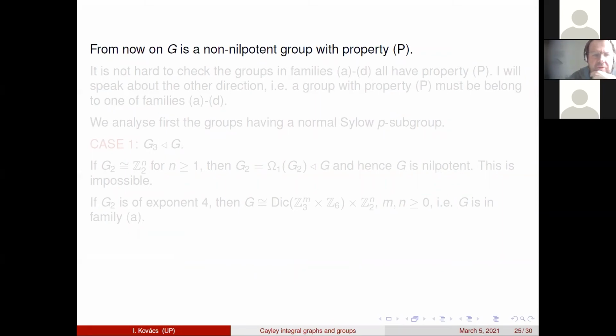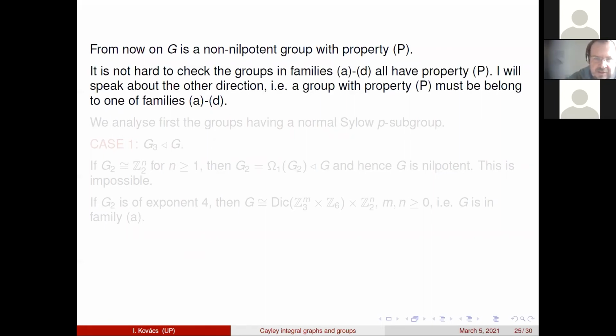So from now on, G is a non-nilpotent group with property P. First of all, it's not hard to check that the groups in these families have this property. So I will not bother with that, but I will speak about the other direction. You want to show that if the group has the property P, then it must be one of the families. And first, we analyze the case when the group has a normal 2-subgroup.